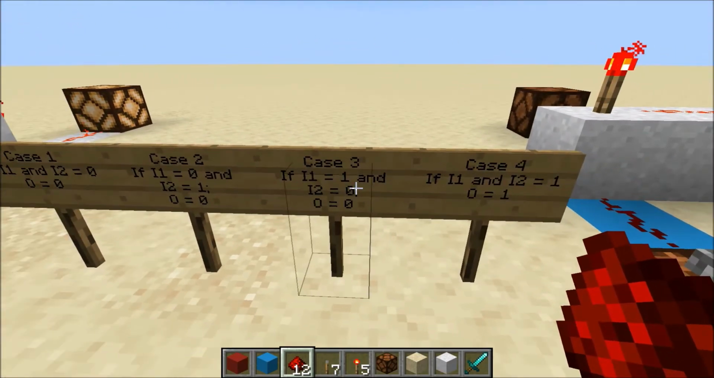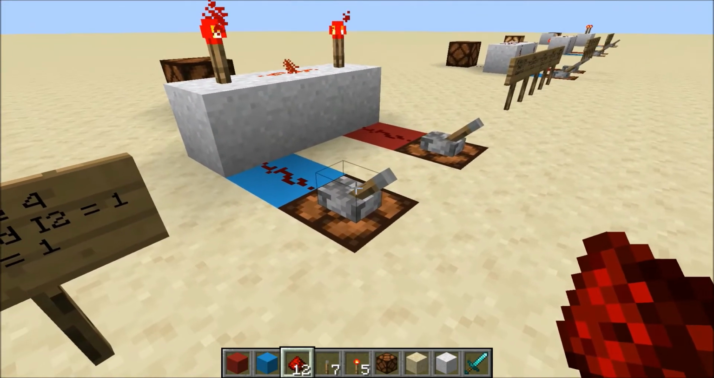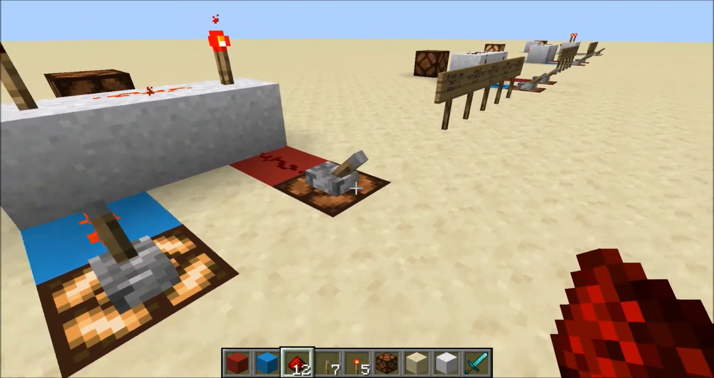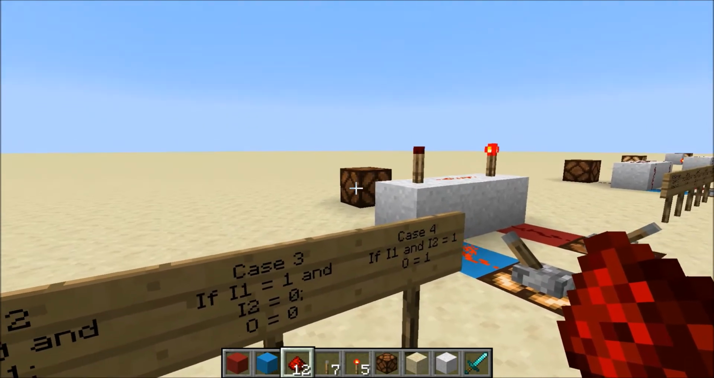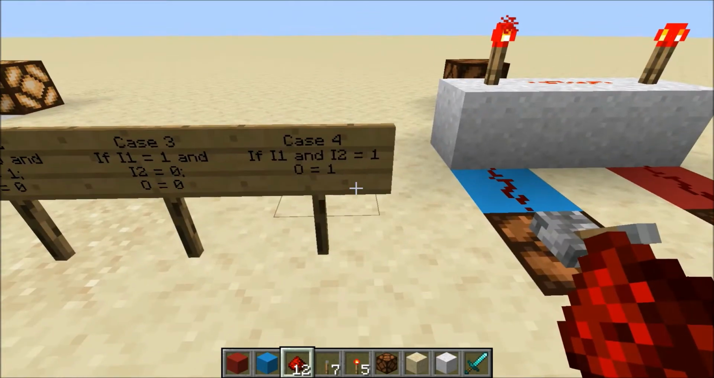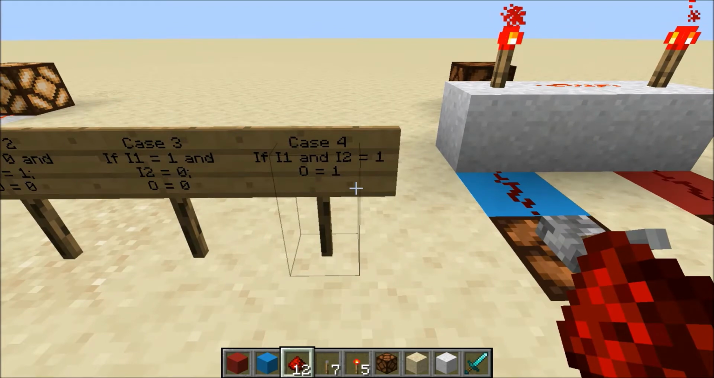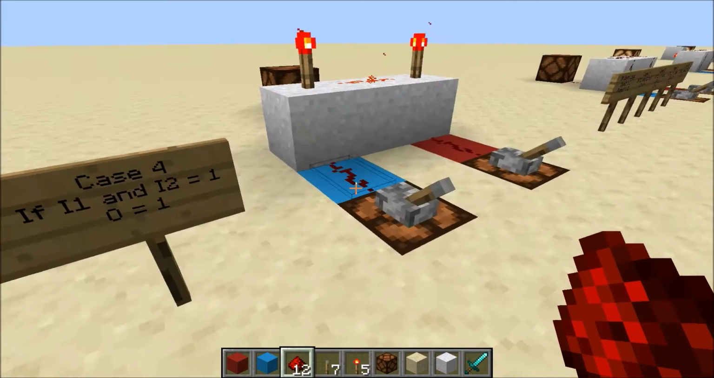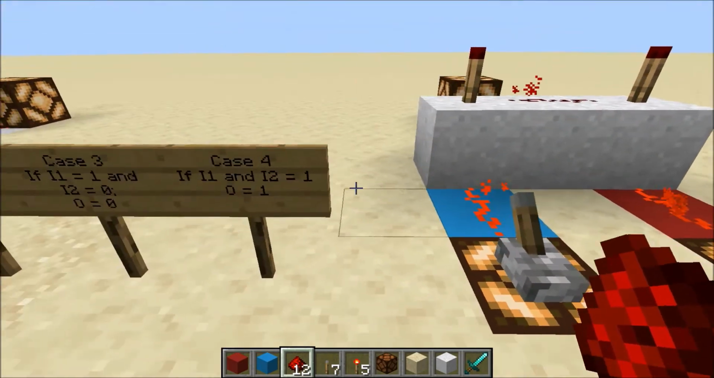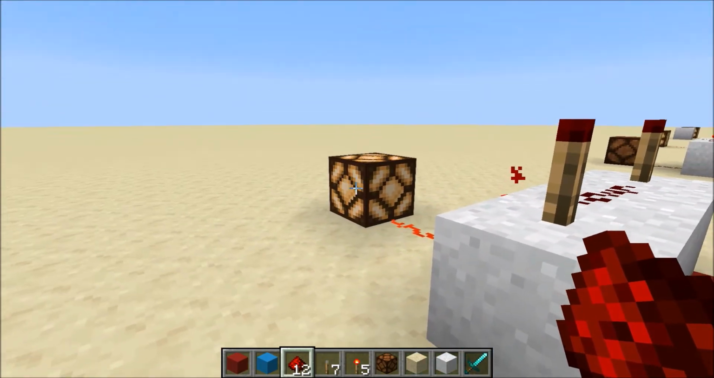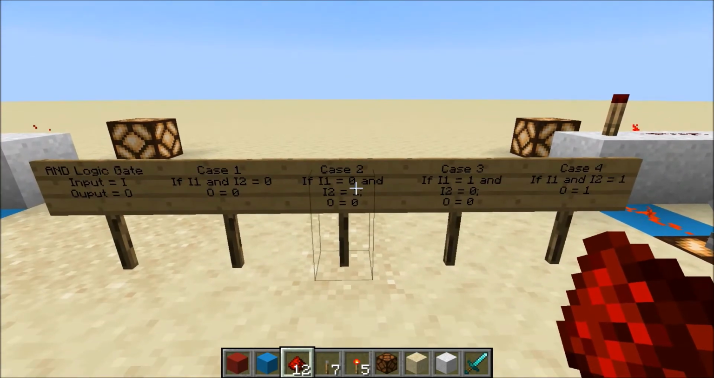And the third case here, if input 1 equals 1 and input 2 equals 0, we will get the output equal to 0. The light is still off. And our last case is if input 1 and input 2 equal 1, then the output will be equal to 1. The light is on here. This is the AND logic gate.